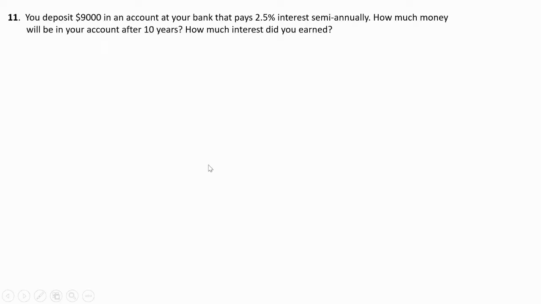Okay, now, number 11. It says here, you deposit $9,000 in an account at your bank that pays 2.5% interest semi-annually. How much money will be in your account after 10 years? And how much interest did you earn?